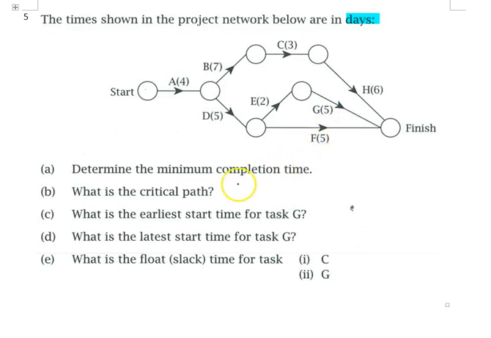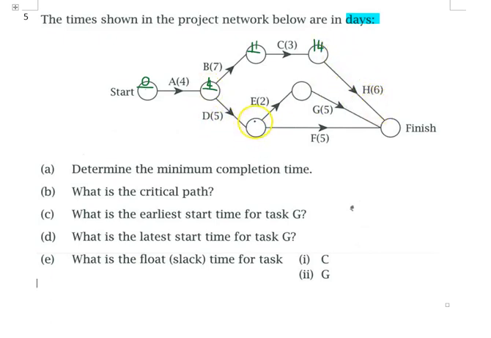So when you want to find the minimum completion time, you need to find the EST value for this network diagram. So we start with giving the EST and LST value. I start with 0. So 0 plus 4, here is 4. 4 plus 7 becomes 11. 11 plus 3, 14. 14 plus 6, 20.